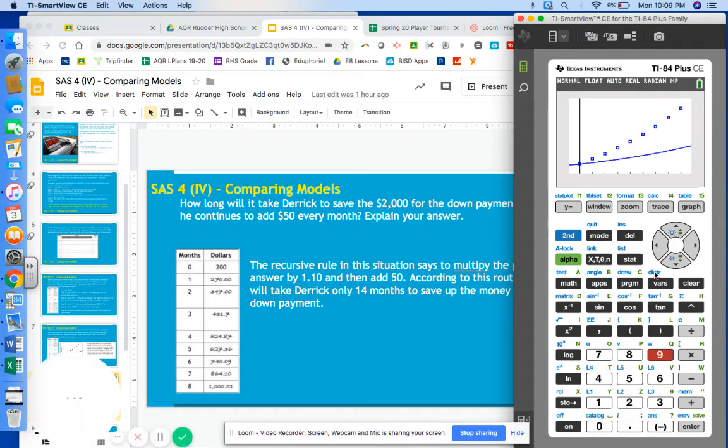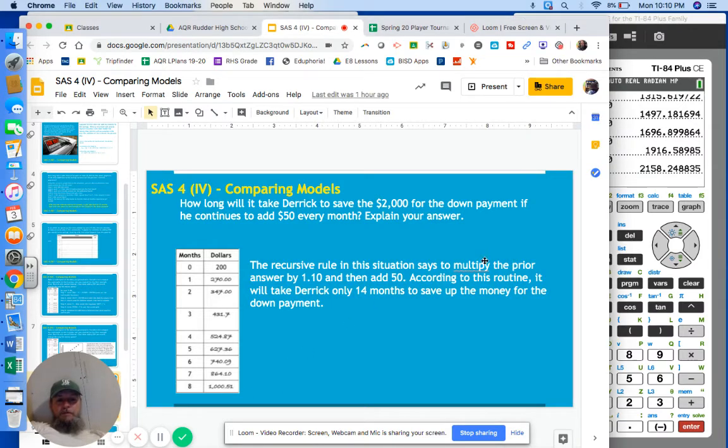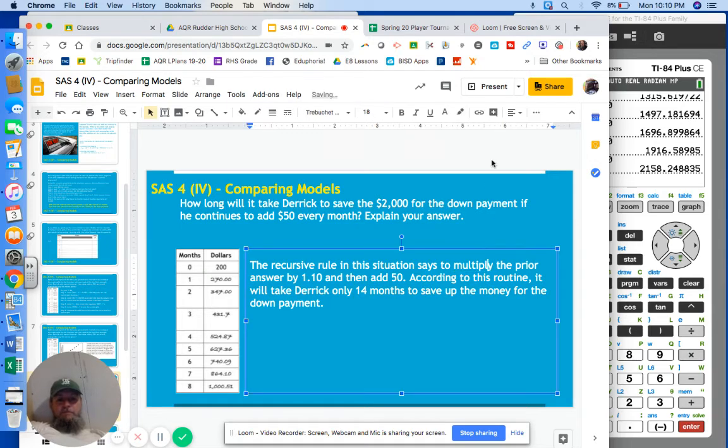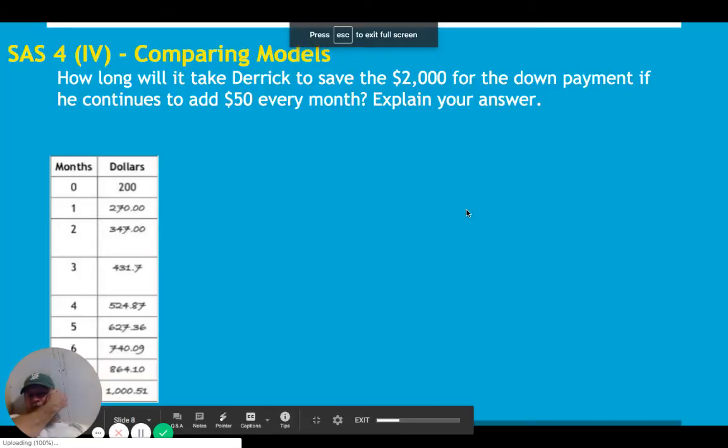Let's see if this is true. That should be easy to do. We'll start with 200, and we'll hit enter. We'll multiply times 1.1 plus 50. And we'll do this process every time. Look, all I have to do is use the process. That is 8 months, 9, 10, 11, 12, 13, 14 months, just like it said. So, look at that. I misspelled that word. So, 14 months to save that money.